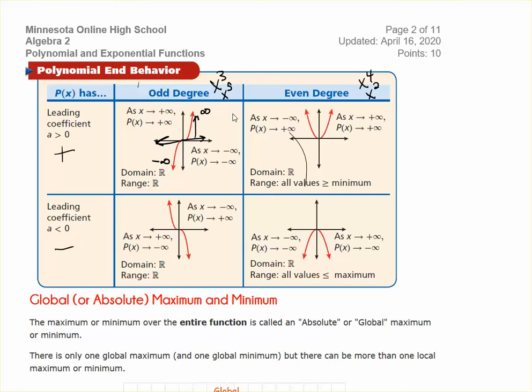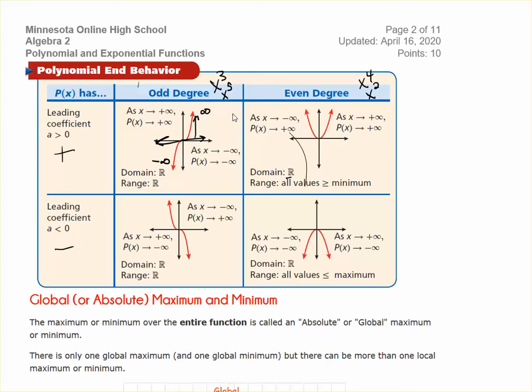The domain of a cubic, or a fifth degree, or an odd degree is all real numbers, and the range is also all real numbers, unless there's some limits placed on it by the situation or a word problem. And for an even degree, the domain is still all real numbers. That's what this fancy R means.